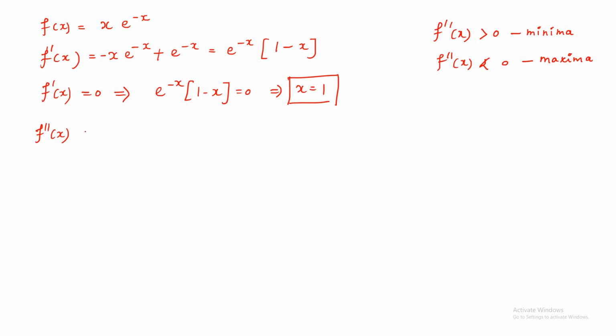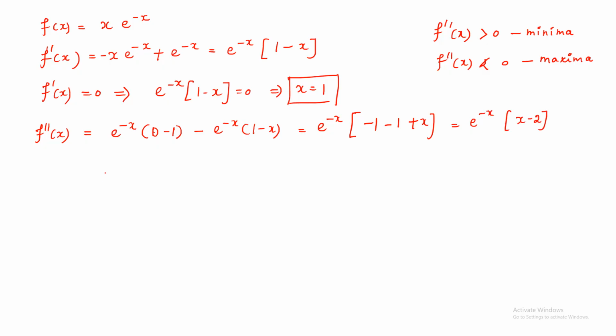Now let's find the second derivative first. Then e power minus x times minus 1, minus e power minus x times 1 minus x, right? E power minus x is taken common, then we will have minus 1 plus x, right, which gives e power minus x times x minus 2, right?